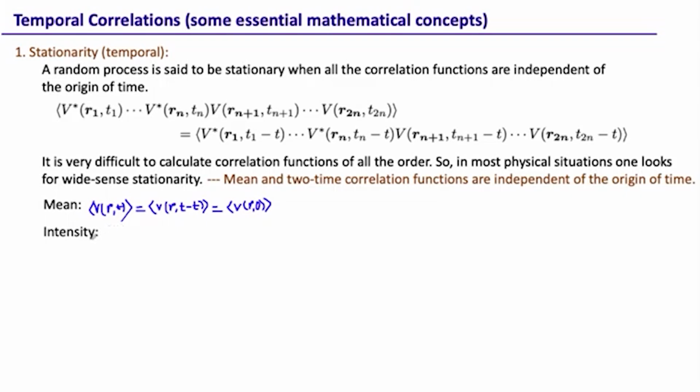So what does that mean? So intensity is defined as I of r, t, and this is defined as the ensemble average of V star of r, t and V of r, t.